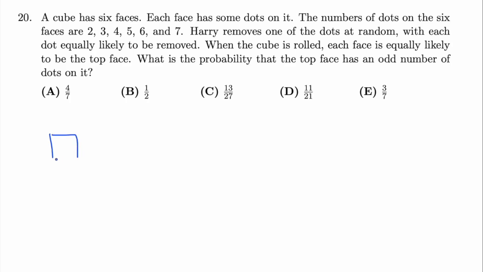It's kind of like a die, but instead of the usual 1 to 6, it goes up from 2 to 7. And then Harry removes one of the dots at random, with each dot equally likely to be removed. Okay, so when the cube is rolled, each face is equally likely to be the top face. Yep. What's the probability that the top face has an odd number of dots on it?